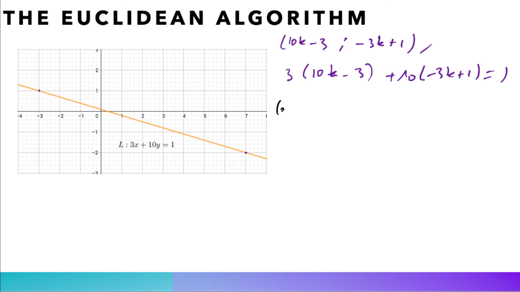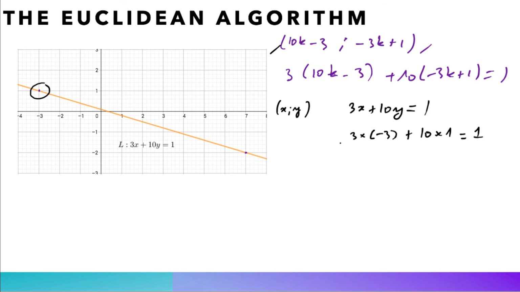Indeed, let (x, y) be an integral point on our line L, which means that we have 3x plus 10y equal to 1, and we would like to show that x and y are of this form here. Now we know that the point of coordinates (-3, 1) is an integral point on our line L, which means that 3 times minus 3 plus 10 times 1 is equal to 1 as well. Now if you subtract the second equation from the first, one gets that 3 times (x plus 3) plus 10 times (y minus 1) is equal to 1 minus 1, which is equal to 0.